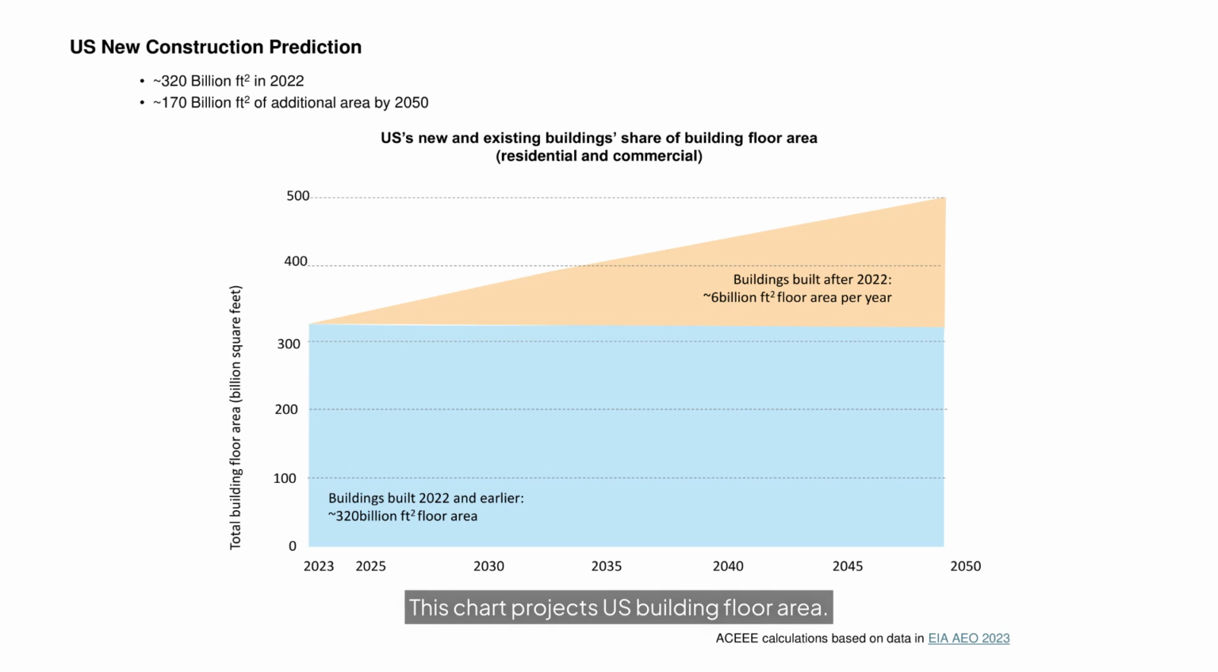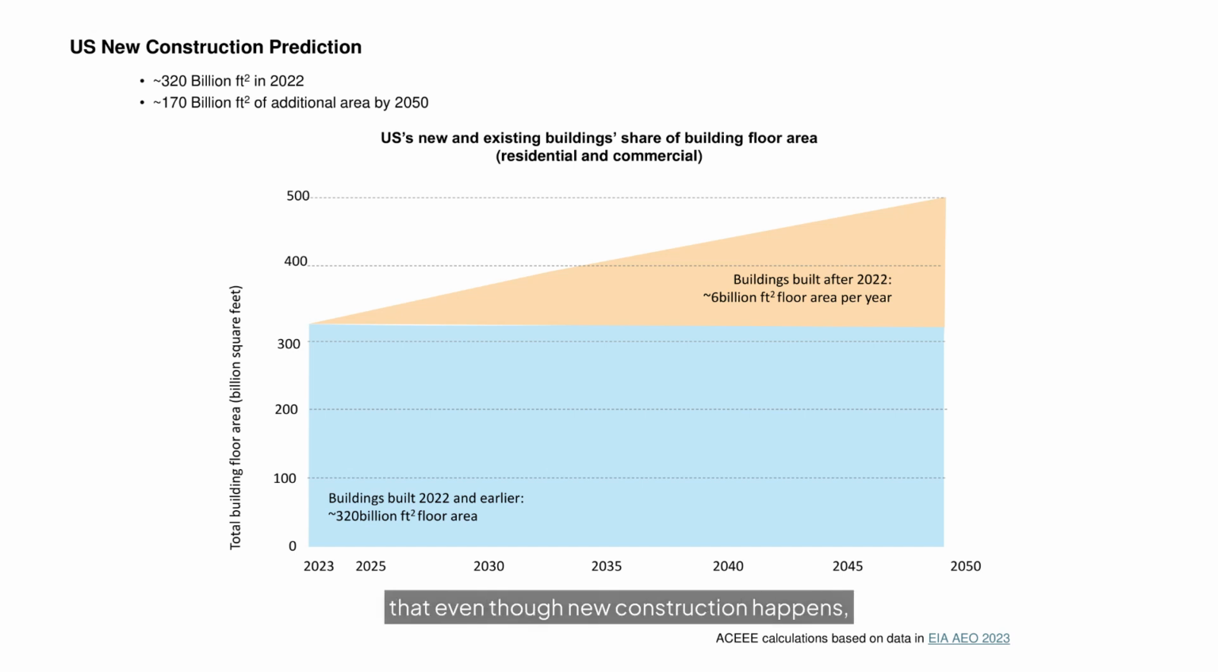This chart projects US building floor area. The building sector is projected to build an additional 170 billion square foot of new construction into 320 billion square foot of building stock constructed prior to 2022. This will result in the construction of millions of new residential, commercial, and educational facilities. If these are built with conventional practices, the operational and embodied carbon emissions would be enormous.